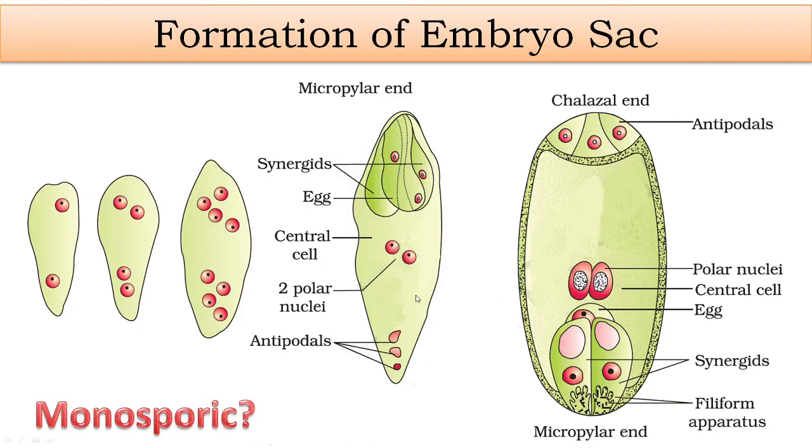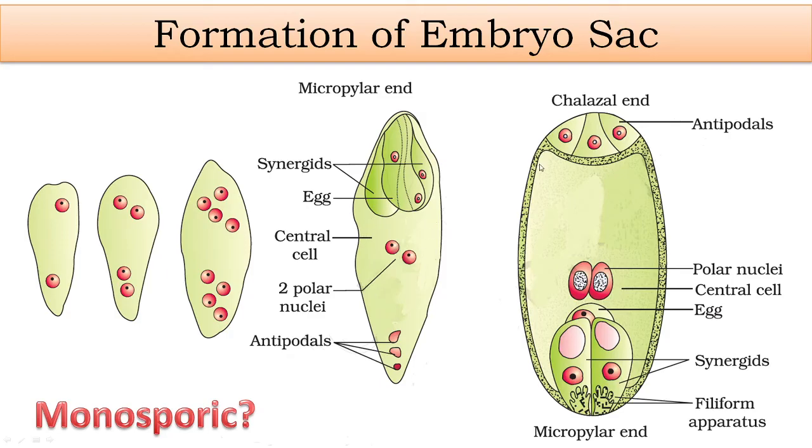And the arrangement is such that the 3 nuclei at the micropylar end will become the egg apparatus. Means 2 nuclei, after the formation of cell wall, these 2 cells will form synergids, and 1 cell will become the egg. And at the opposite pole, at the chalazal end, you have got 3 cells, and these 3 cells are called antipodals. And the 2 nuclei which remain in the middle become part of the central cell.